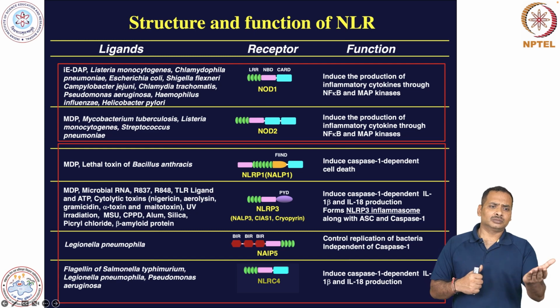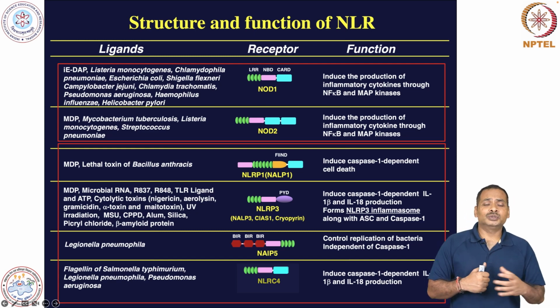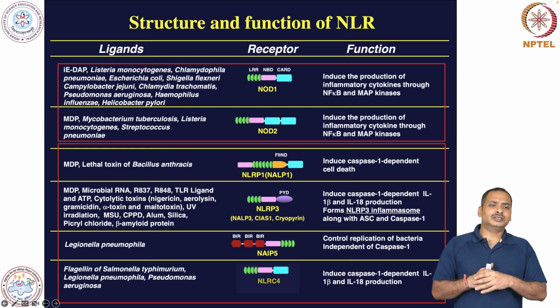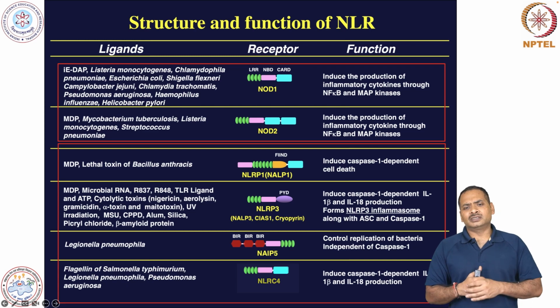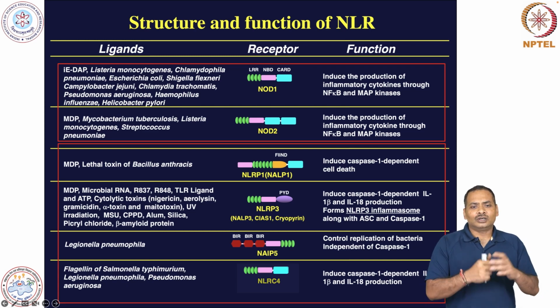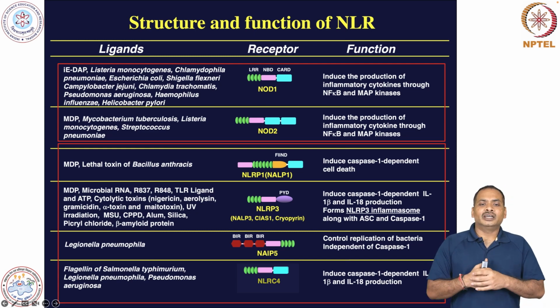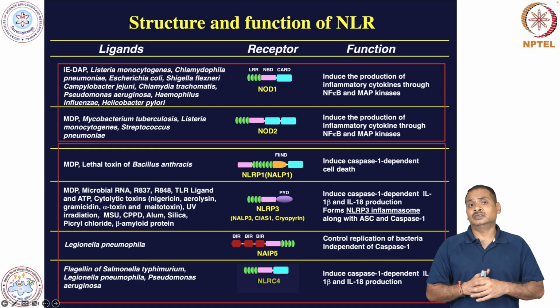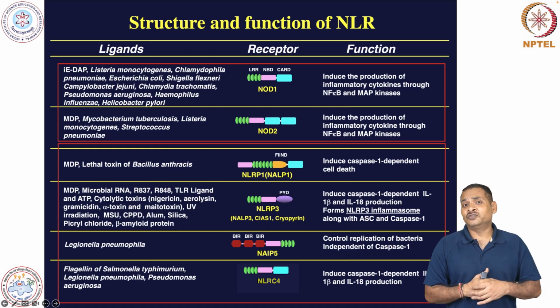Besides this, some chemical compounds like picryl chloride, which we use in our experiment, and beta amyloid protein. All these are a very short list of NLRP3 ligands. All these basically activate the NLRP3 inflammasome. There is a new term here I am telling you: inflammasome.